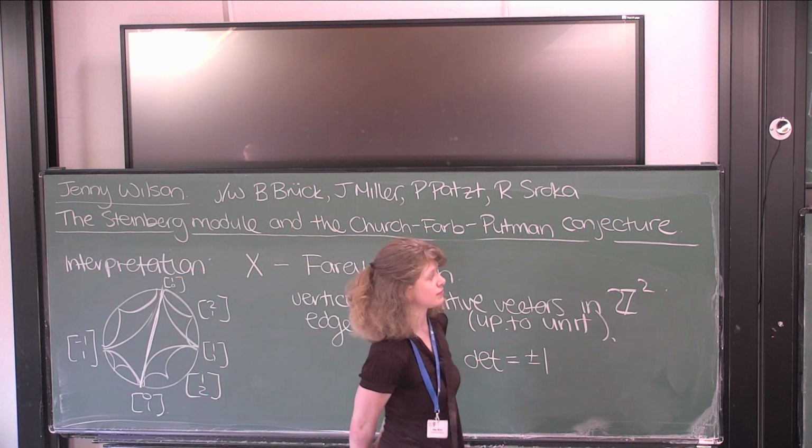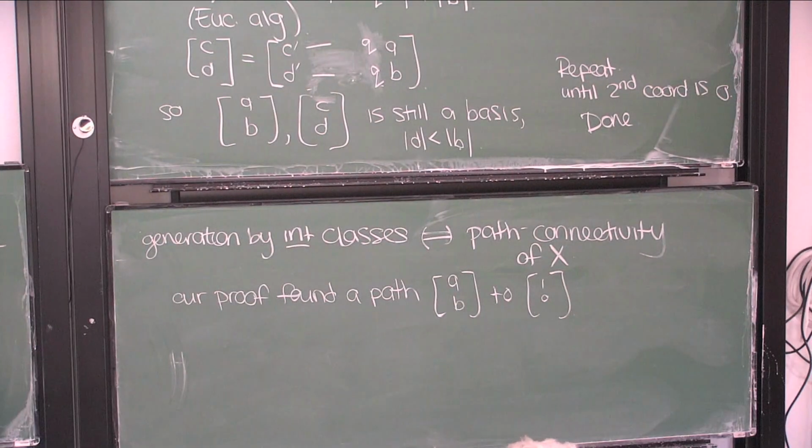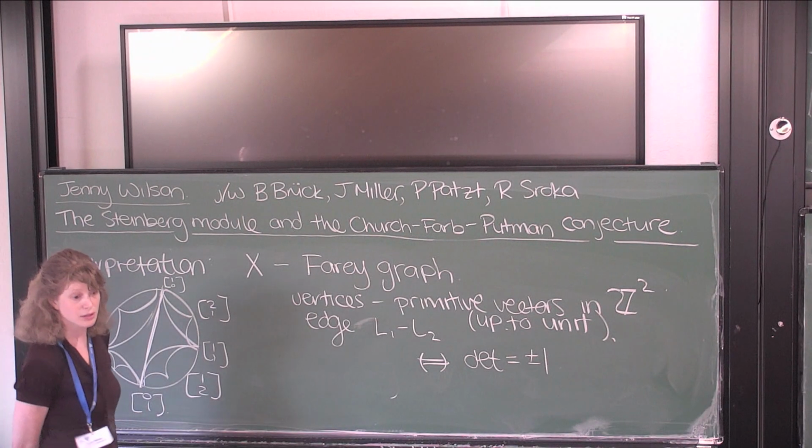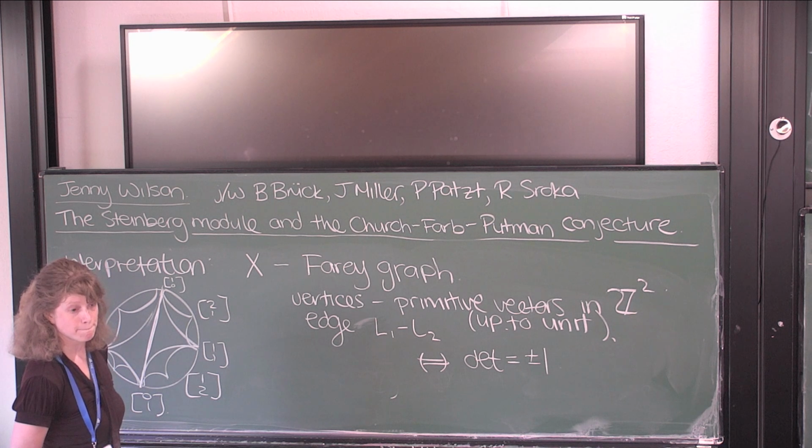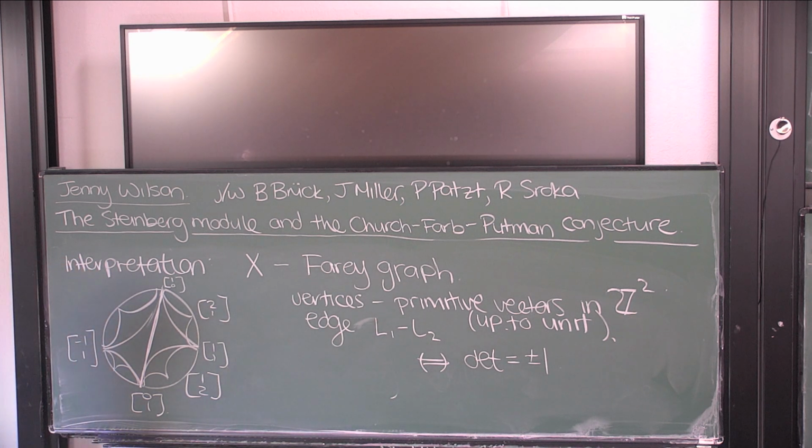Any questions for Jenny? Yes, please. So if I take those results, so you said Steinberg module is generated by apartment classes and then by integral apartment classes, and then there was this presentation by Bykovskii. What goes into the proofs of those things?